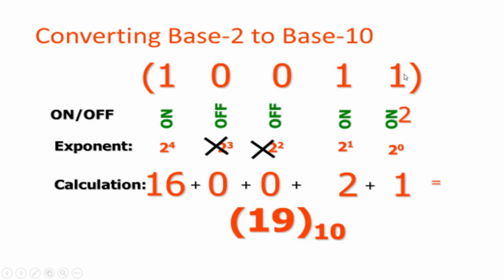Don't forget to add the powers, which are here. You have 0, you have 1, you have 2, you have 3, and then you have 4. Now 2 raised to power 0 gives 1, 2 raised to power 1 gives 2, 2 raised to power 2 times 0 gives 0, 2 raised to power 3, 8 times 0 gives 0, and 2 raised to power 4, which is 16 times 1 gives us 16. And then 16 plus 2 is 18 plus 1 is 19. Very simple.